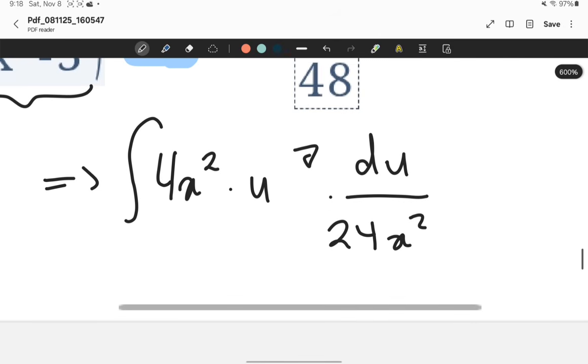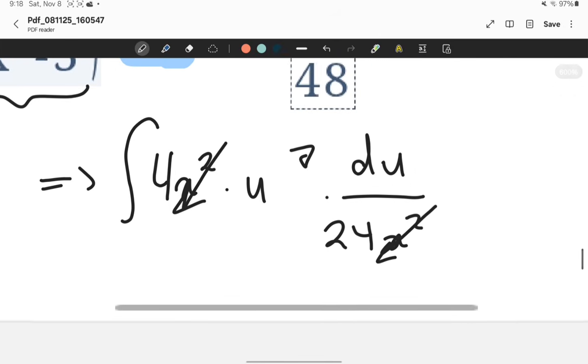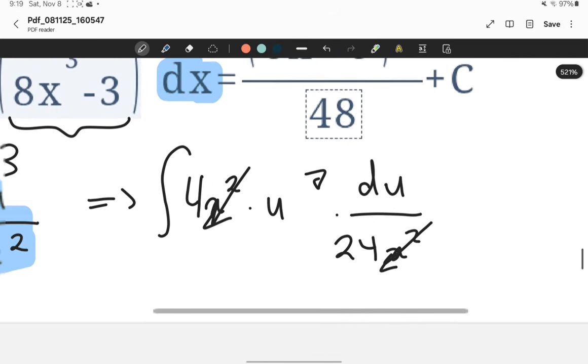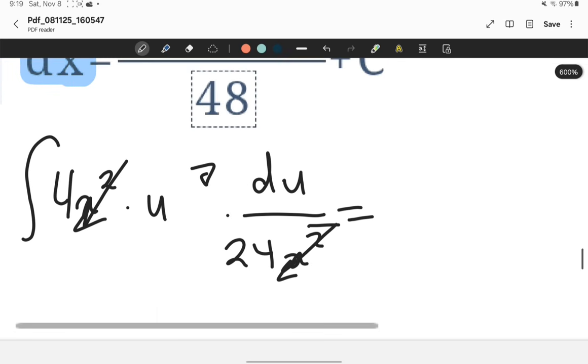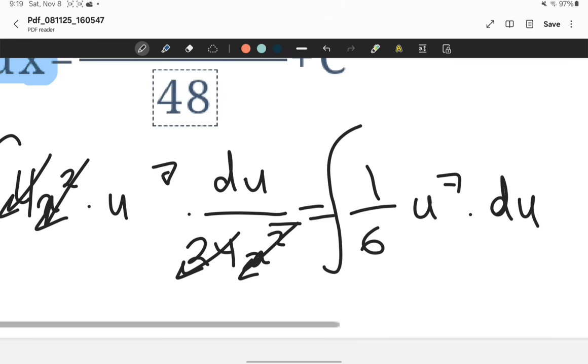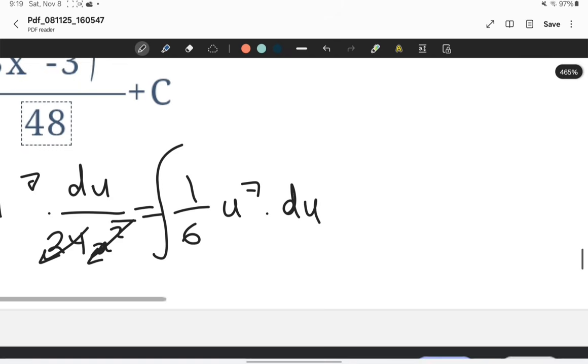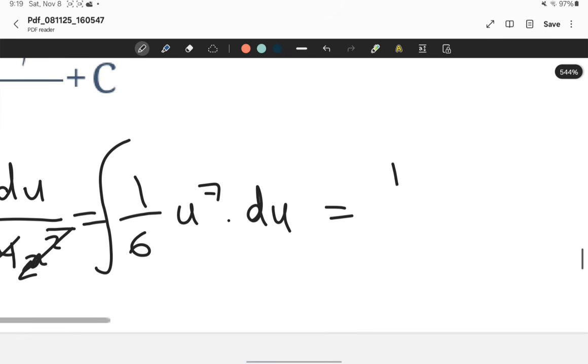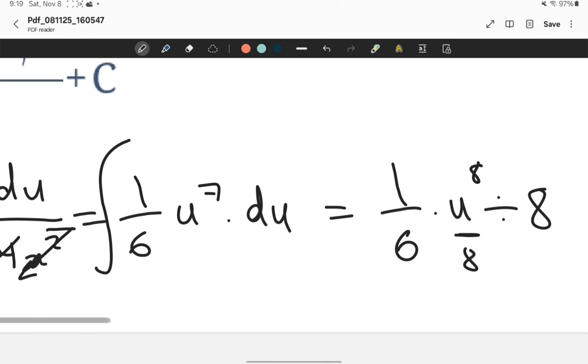Here our x cancels out, so that means so far we're correct. Okay, so this equals, and 4 over 24 is just 1 over 6, so it's 1 over 6 u to the power of 7 du. This is integration still. And now we can integrate this. So this is 1 over 6 times u to the power of 8 divided by 8. Okay, so we can just put the u over 8. This is the same thing.